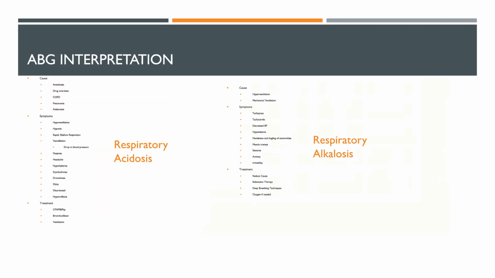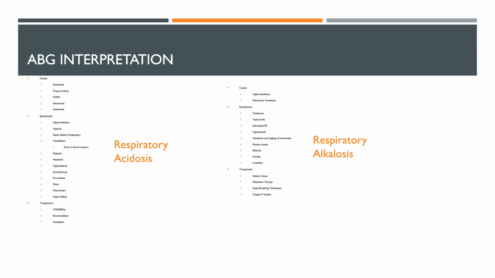So when we look at different types of ABG interpretations, we can start off with respiratory acidosis. The main cause of respiratory acidosis is not getting enough air into the body. Causes of this could be a reaction to anesthesia, drug overdose, COPD, pneumonia, and atelectasis. Symptoms of respiratory acidosis include hypoventilation, hypoxia, rapid shallow respirations, vasodilation, which does include a drop in blood pressure, dyspnea, headache, hyperkalemia, dysrhythmias, drowsiness, dizziness, disorientation, and hyperreflexia.